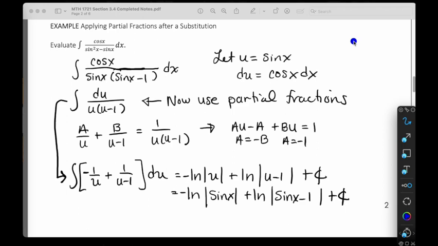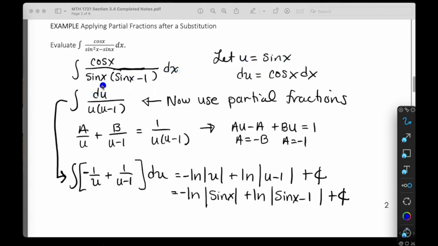Sometimes we need to use partial fractions after a substitution. And so here's an example of that. We're going to integrate cosine x over sine squared x minus sine x. We're going to do a substitution and let u be sine x. So when I take the derivative of u, I get cosine x dx. So I'm going to replace cosine x dx with du.